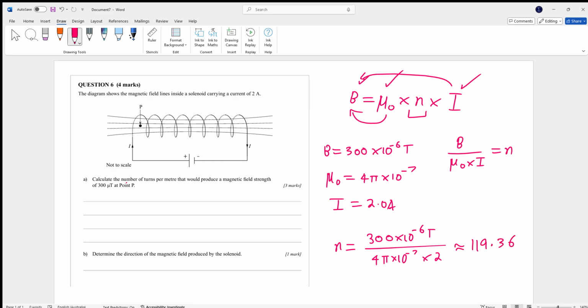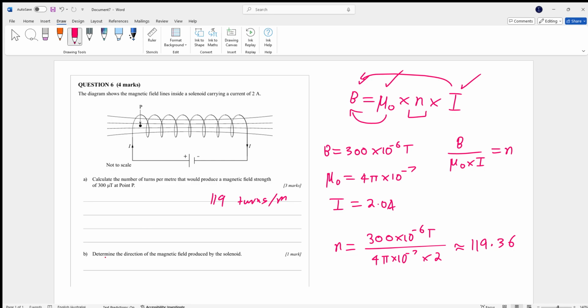119.36. Now what do they say here? Calculate the number of turns per meter, and they haven't asked us to round it to anything, so you could probably just put 119. Now the unit would be turns per meter, so you can just write turns/meter, roughly, okay?